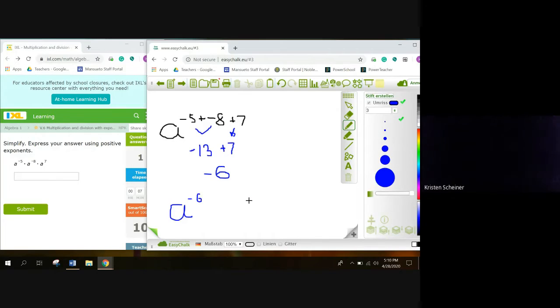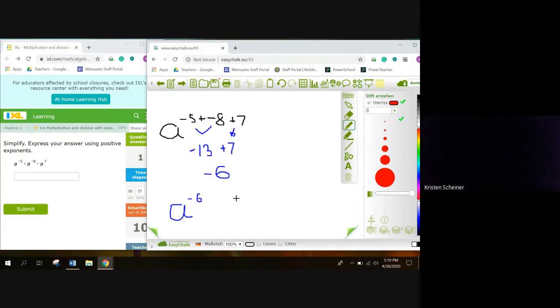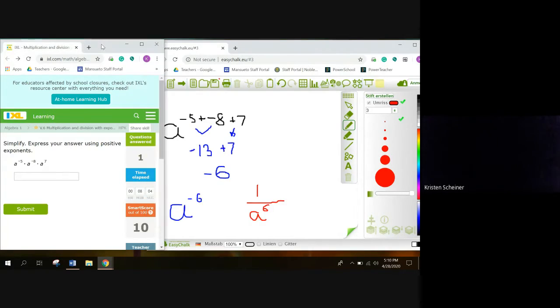Negative exponents do not like where they're at. They move to the opposite side of a fraction bar and they become positive. So what's going to happen with this one is that a to the negative 6 is going to move to the bottom of my fraction bar, and it's going to become a to the positive 6, all under the number 1. So we'll put our fraction 1 over a to the 6th power.